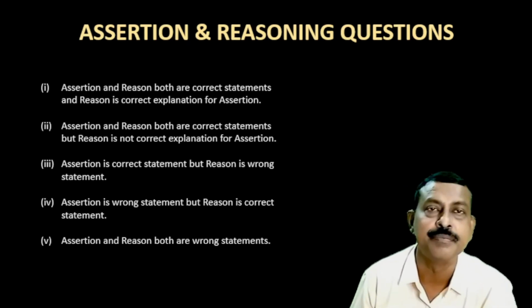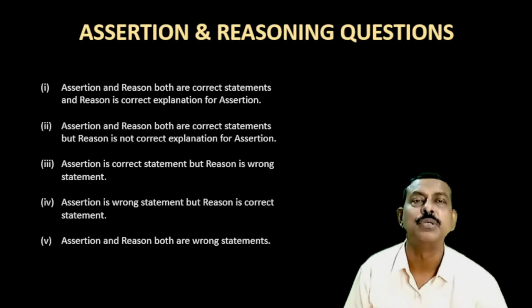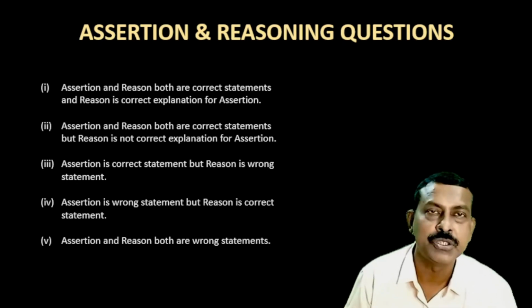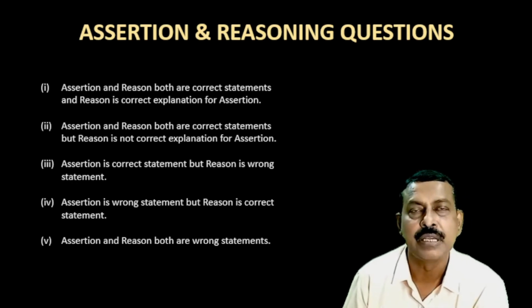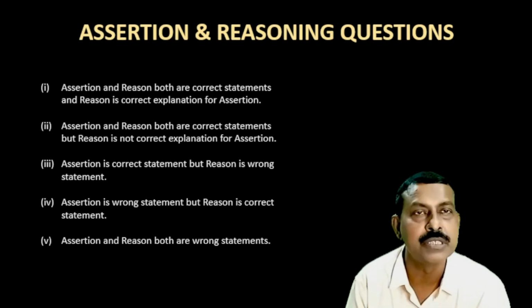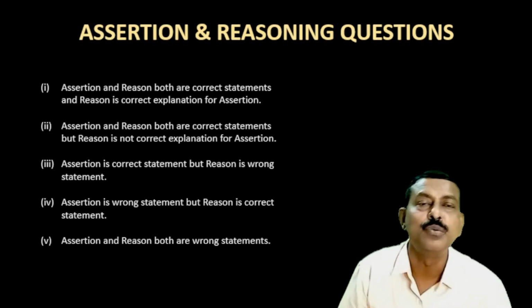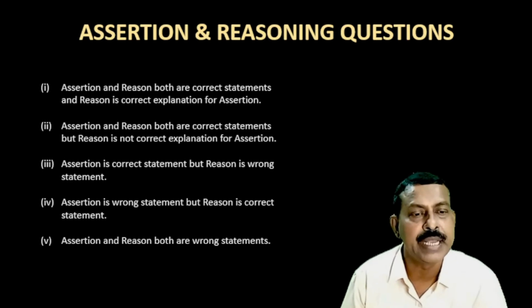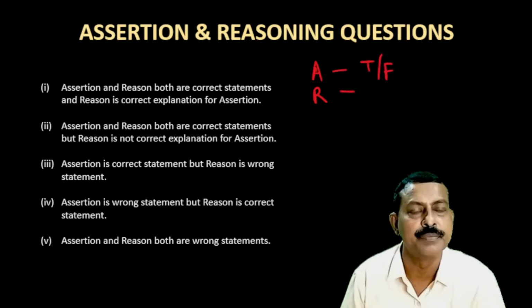Now after that, what should you do? Treat assertion and reasoning type questions as a combination of two types of questions: one true and false, and the other reasoning type. Now what does it mean? Once you have read the options from which you have to select the correct one, you take the assertion and reason statements and check whether each is true or false.